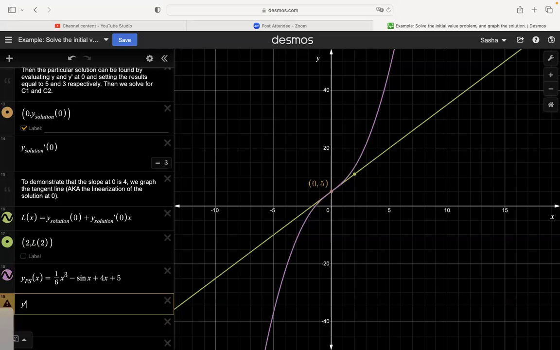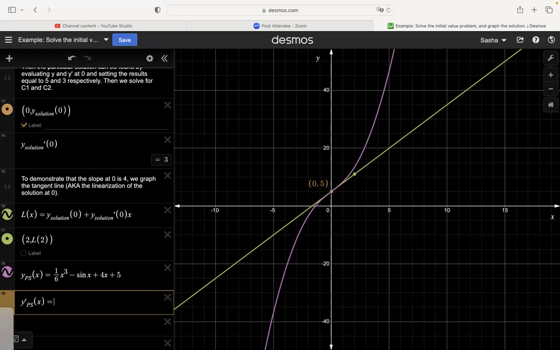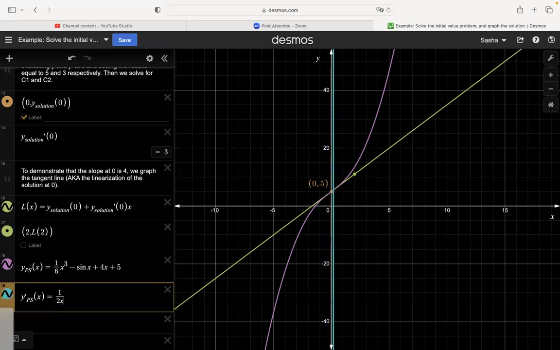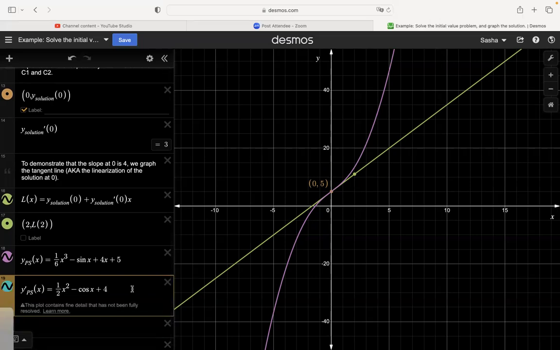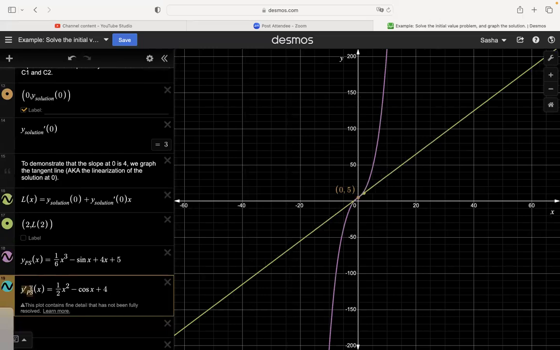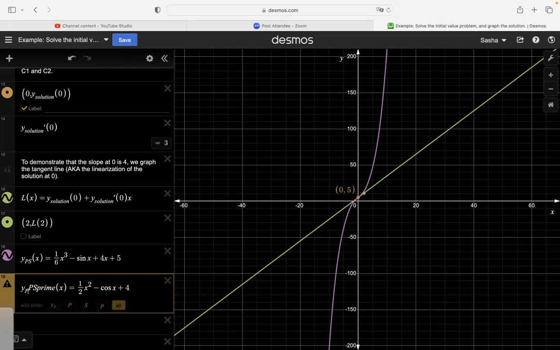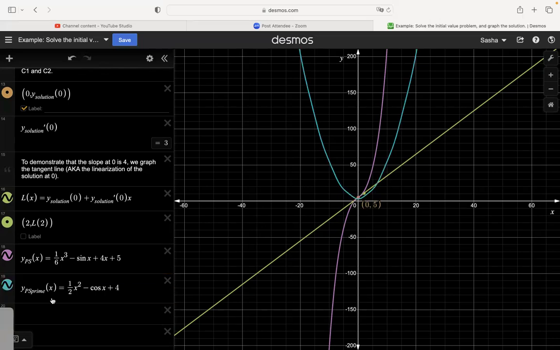Now the derivative of that is 1/2 x squared. Oops, that x squared should be in the numerator. Minus cosine of x plus 4. So if I want to, I can graph that function on here as well. Can't see it for some reason. I'm just going to call it PS prime actually. And so we have that function.